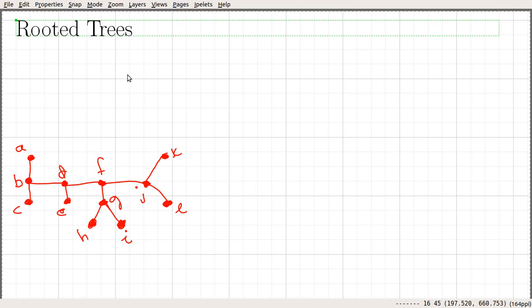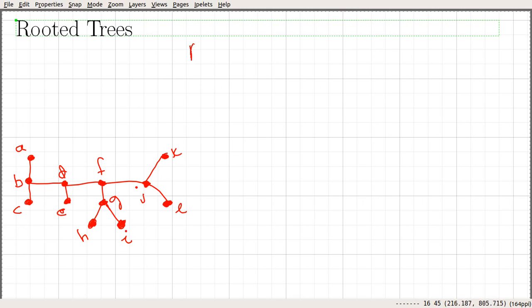So a rooted tree is almost similar to a tree, but here the difference is that we designate one vertex as a root and all the edges are directed away from the root. Okay, so let me write down the definition, then after that we will go through an example.